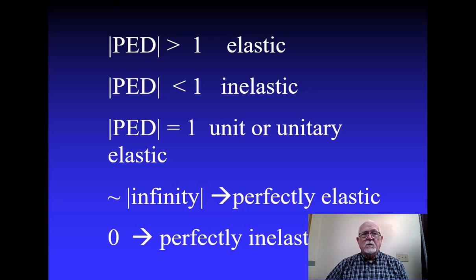Now, two other possibilities. If we get a huge number, we can even say it's close to infinity, we call that perfectly elastic. And if there is no sensitivity to price changes at all, the elasticity calculation would give us a numerical value of 0. That's called perfectly inelastic. There is no sensitivity at all.